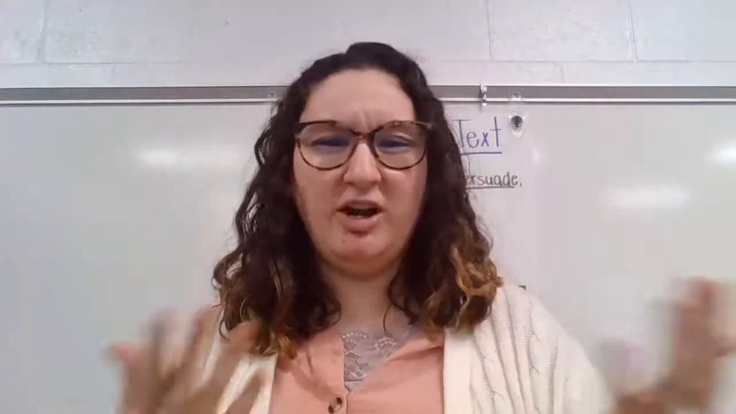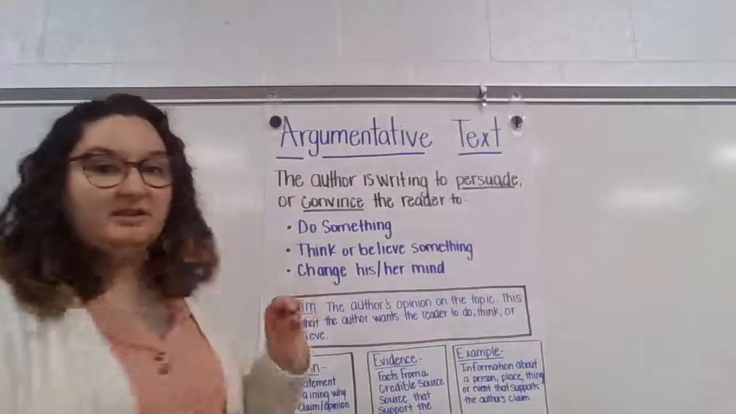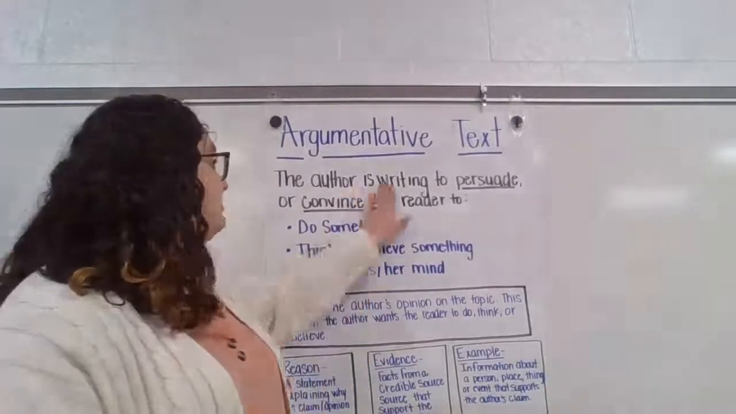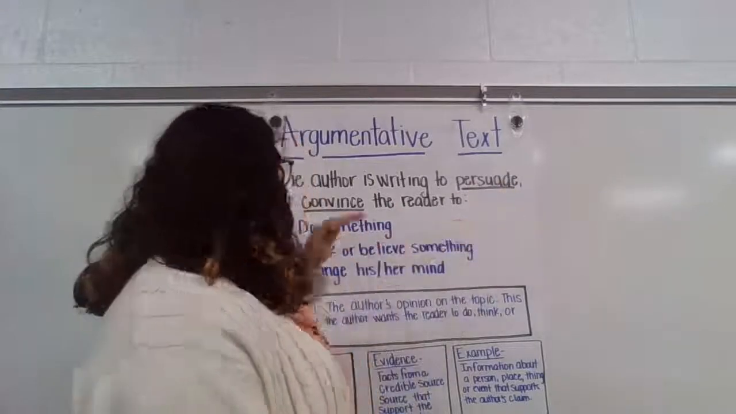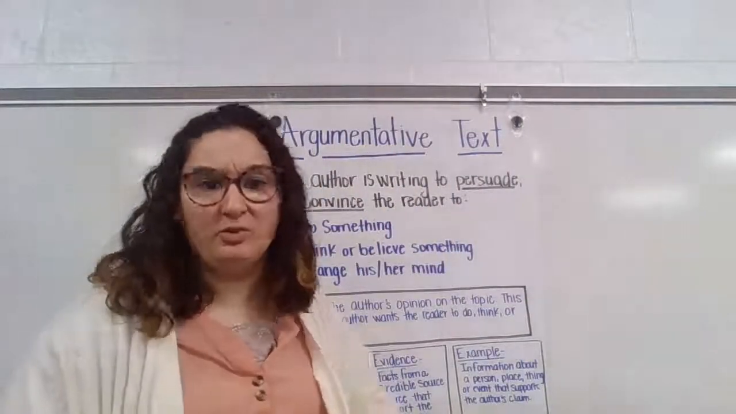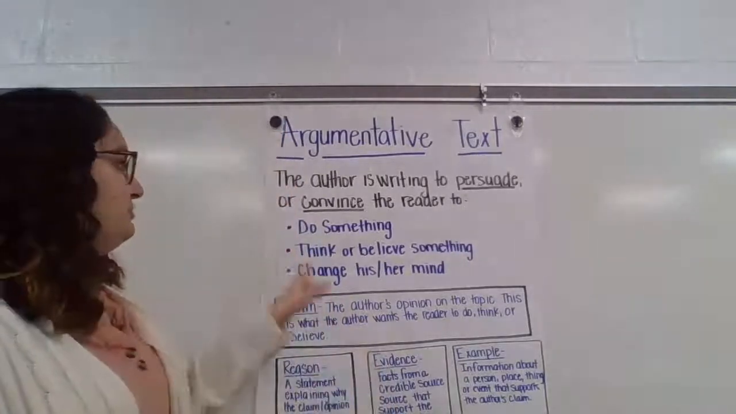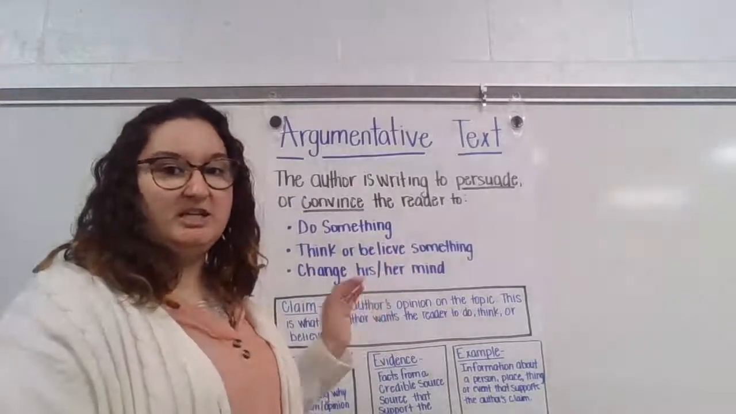And so in our mini lessons for reading, we're talking about argumentative text. Argumentative text is another way to persuade. So let's go over what an argumentative text is. The author is writing to persuade or convince the reader. So there's the word persuade and convince. That is the author's purpose, to persuade or convince you. So argumentative, guys, is just another word for that. They're going to persuade or convince the reader to do something, think or believe something, change his or her mind.